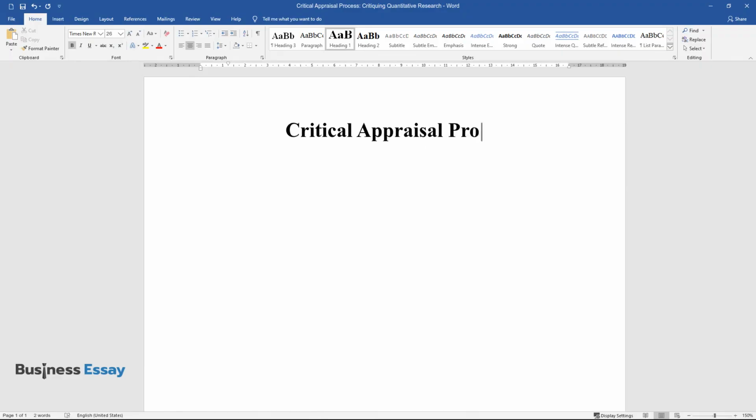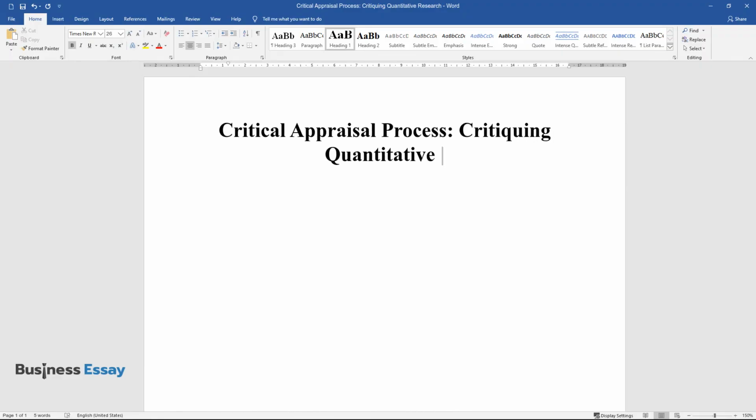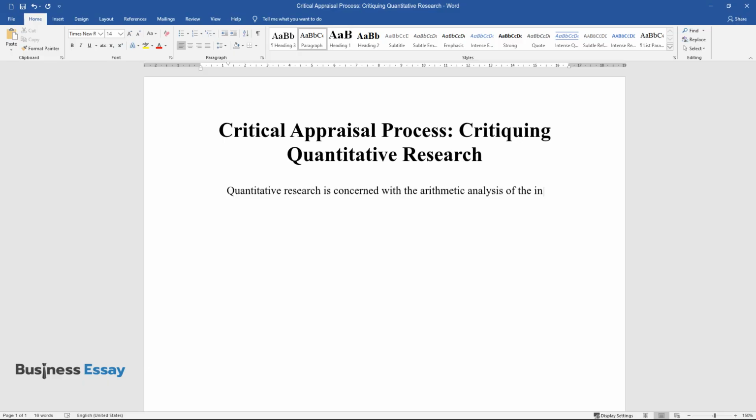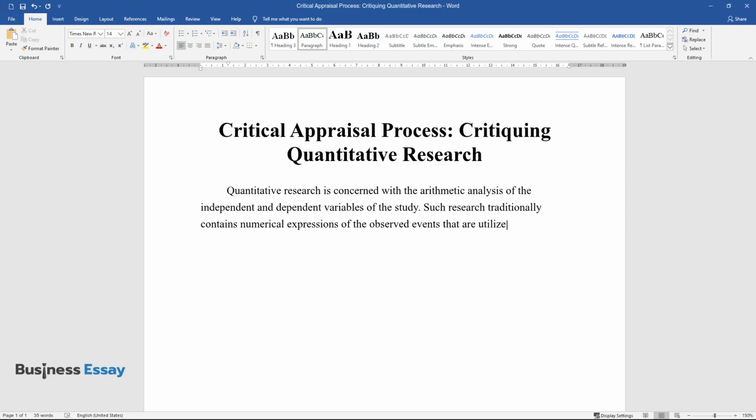Critical appraisal process, critiquing quantitative research. Quantitative research is concerned with the arithmetic analysis of the independent and dependent variables of the study. Such research traditionally contains numerical expressions of the observed events that are utilized to explain the phenomena under examination.